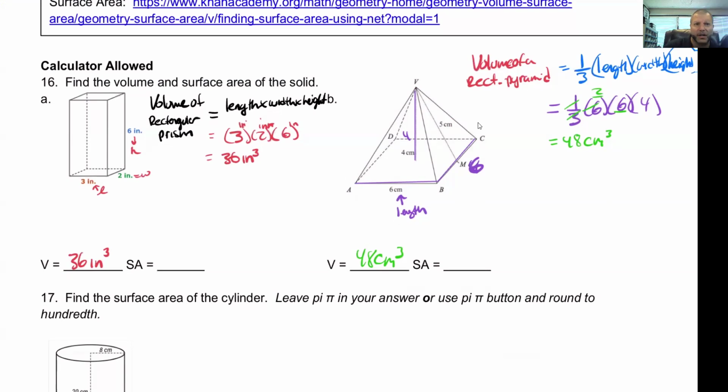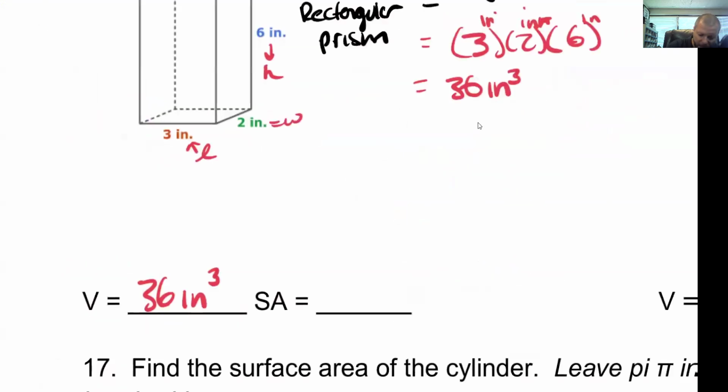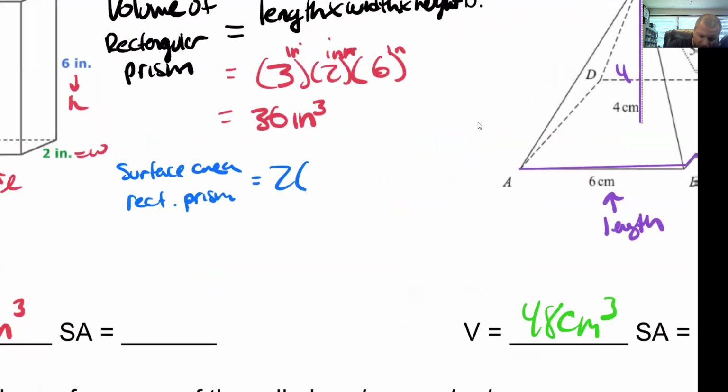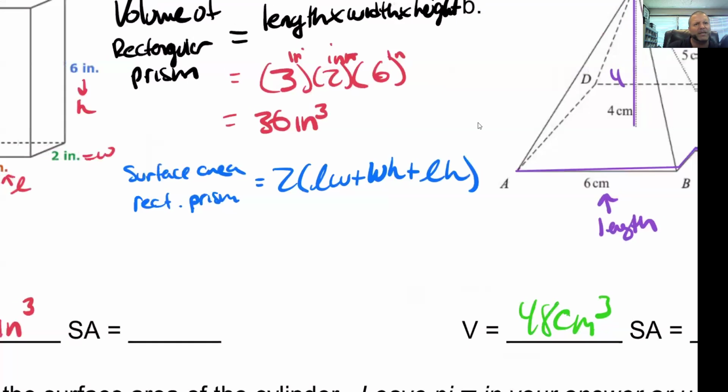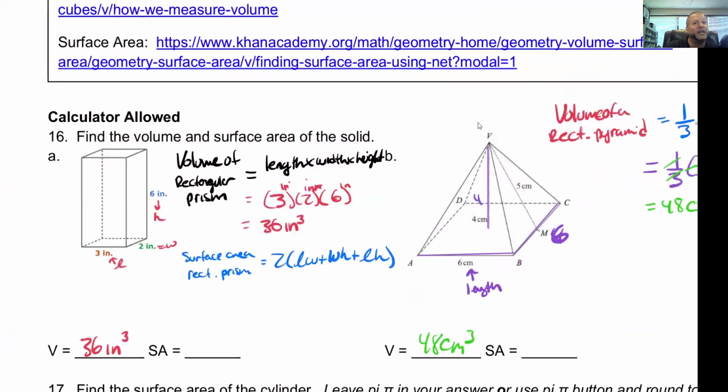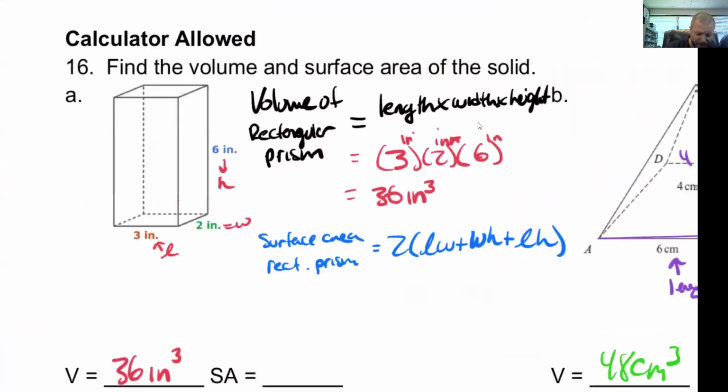Right, so surface area is a little bit different. There are formulas for surface area. If you just feel like knowing it, the surface area of a rectangular prism is equal to 2 times length times width plus width times height plus height times length, but there are formulas for these things if you feel like memorizing them. But I think a more scalable way is to do what's called a net. Basically, you break everything apart and find the area of each of the faces.